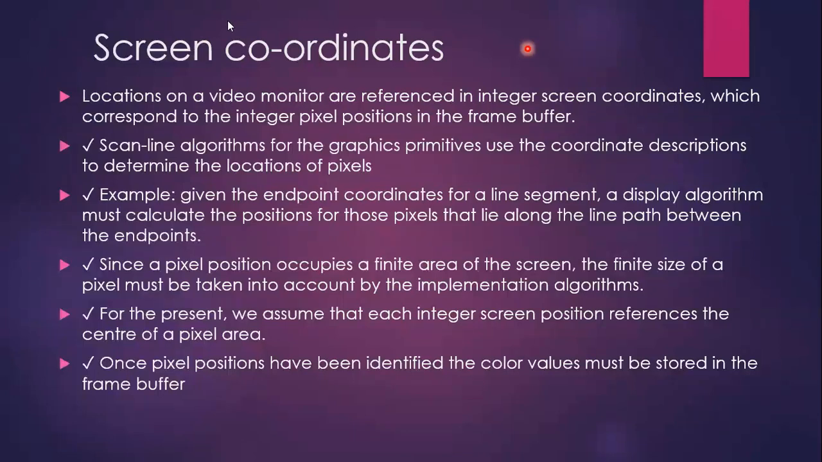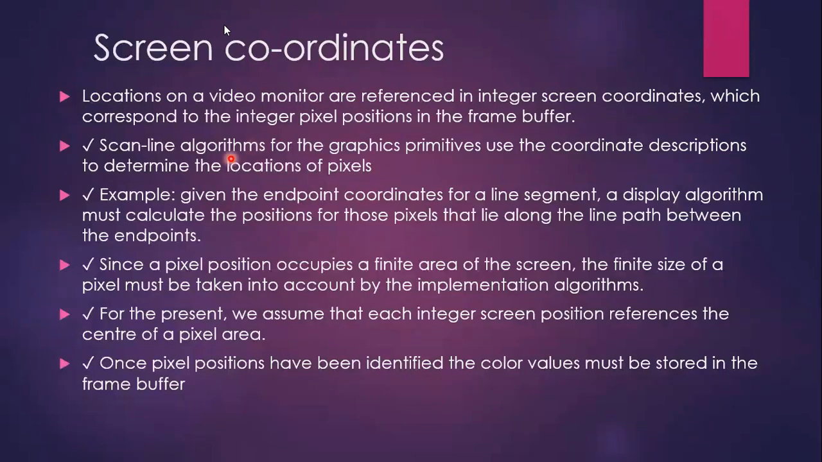So there will be a frame buffer to store the coordinate values. Where exactly will it be stored? The screen coordinate values will be stored in the frame buffer. Locations on a video monitor are referenced in integer screen coordinates, which correspond to integer pixel positions in the frame buffer. Using these positions, processing will happen in the system, and the integer pixel positions will finally be represented on the screen.